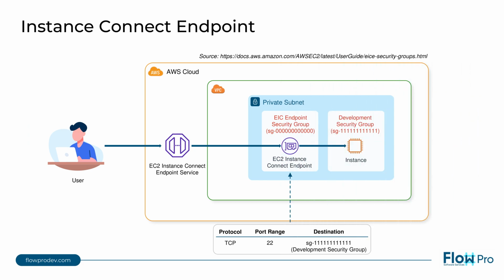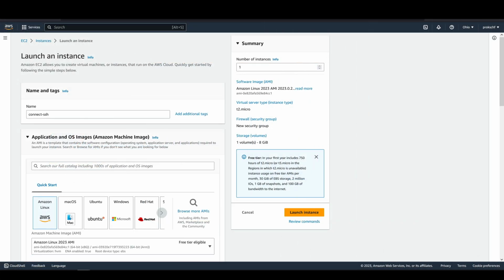In this diagram, we can see how AWS Instance Connect works. It uses SSH as the primary connection protocol, with the new Instance Connect endpoint eliminating the need for a public IP. Let's move on to the practical demonstrations.